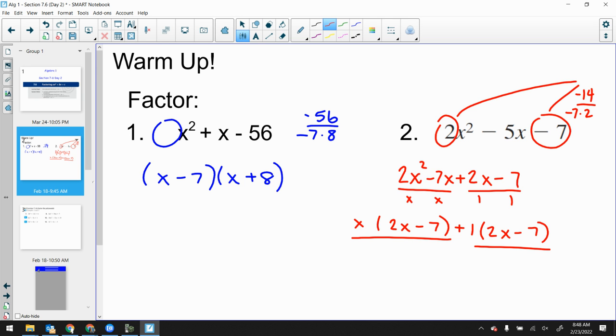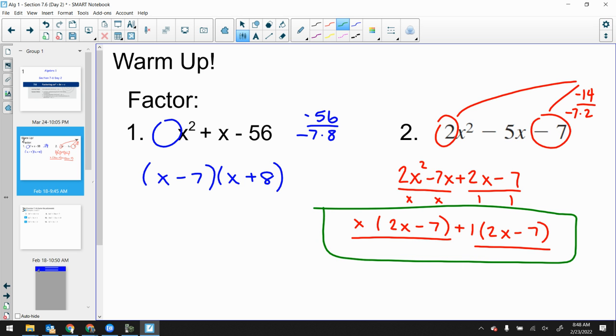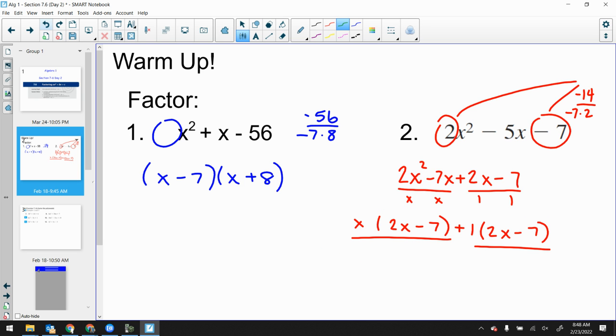Now, I will say this. It wasn't as much of an issue this period, but last period I was walking around and I saw 5 or 6 people put that as their answer. Finish it out, folks. You're stopping short. Remember me saying this when we were factoring by group? Don't stop short. Finish the problem. You cannot just leave that as an answer. This is 2x minus 7, x plus 1. I keep getting the question also, does the order matter? No. The order doesn't matter. You could say x plus 1 and then 2x minus 7. That's fine.